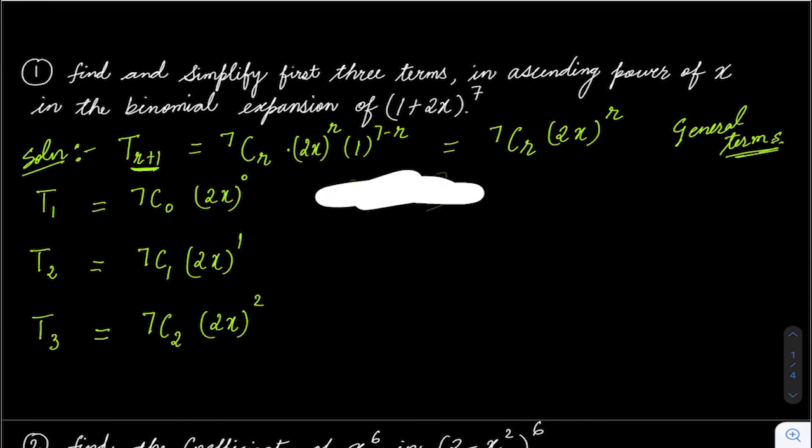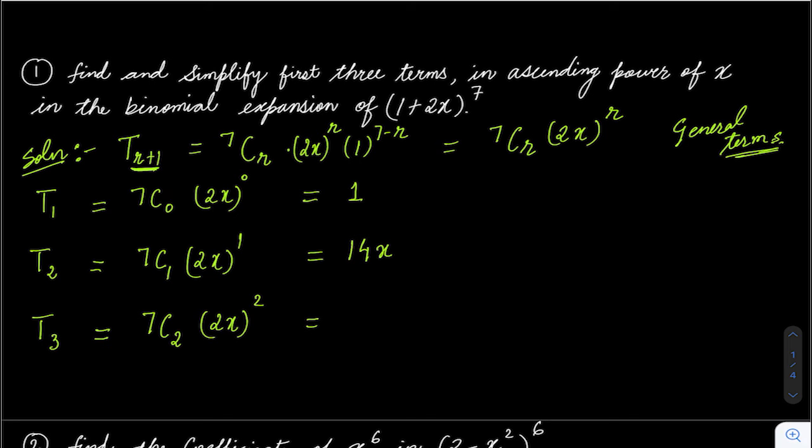So now, they have said find and simplify. So let's simplify this. 7c0, you can use a calculator also. This will be 1 only, and 2x power 0 is also 1. Second is 7c1. 7c1 is 7, and 2x is 2x, so 7 into 2x is 14x. So this will be my second term.